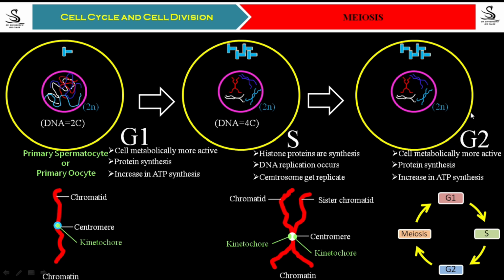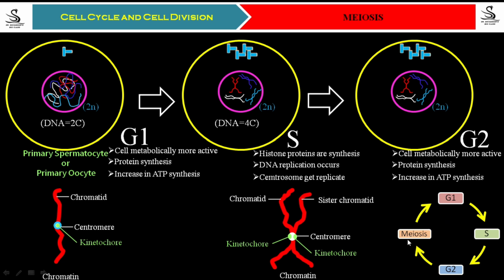Now whatever the primary oocyte is, here also we have to call it a primary oocyte, or you may consider it a primary spermatocyte. Now this primary spermatocyte is ready to enter into meiosis. Got it? G1 completed, S completed, G2 completed, and then it is entering into meiosis. If it were mitosis, the cell after G2 would enter into mitosis. But as it is a primary spermatocyte or primary oocyte, it must enter into meiosis.